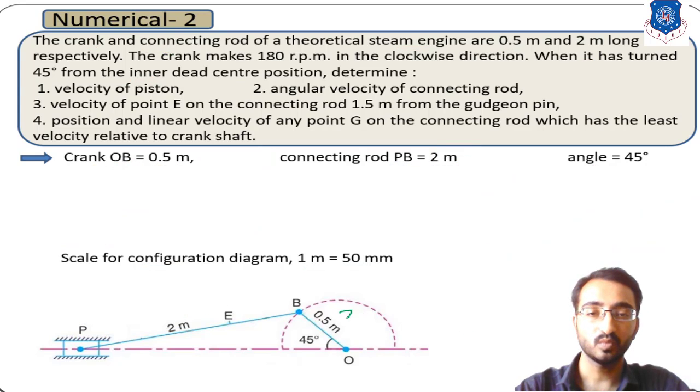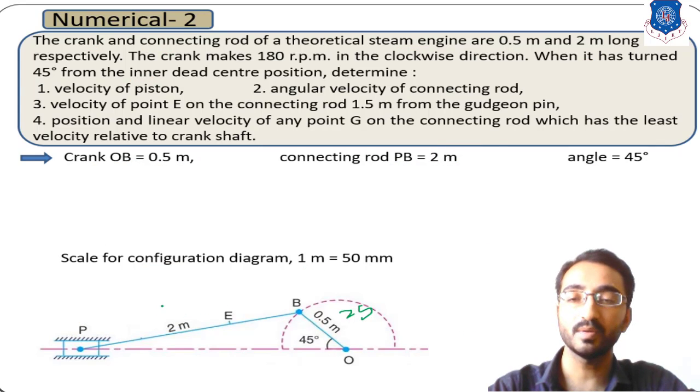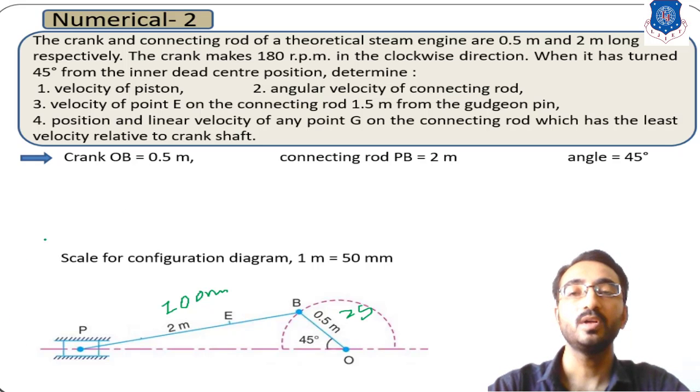Let's consider it once again, so 25 mm is your drawing length, and over here 100 mm is your drawing length. Okay, so in this way you can sketch a simple single slider mechanism with these given dimensions. Now what do we have to calculate over here?